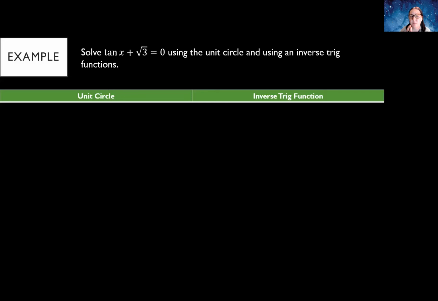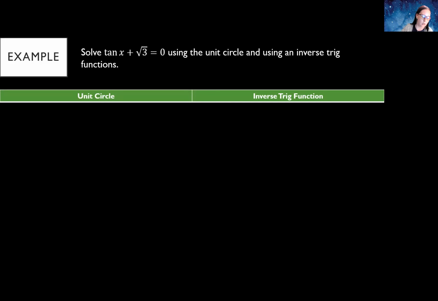So this is just best done via example. That is just the best way to do this. So I've got tangent x plus the square root of 3 equals 0. And we're going to solve this two different ways. One, just using the unit circle, and then one using the inverse trig functions. And you will get the same answer either way.